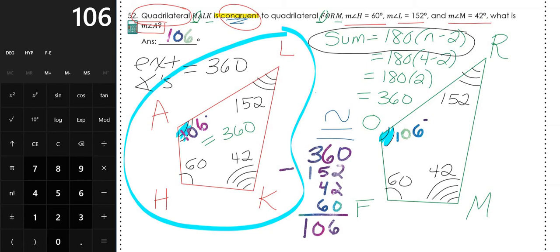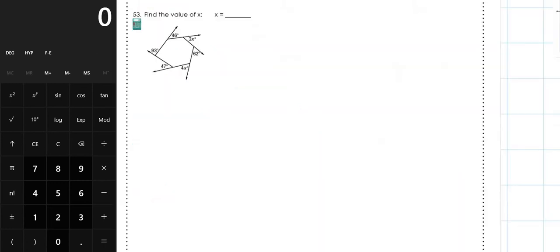Let's move on to 53. Number 53. Find the value of x. Now, looking at the shape, we have 1, 2, 3, 4, 5, 6 sides. It's a hexagon. Now, the measurements that they're giving us are all for exterior angles.